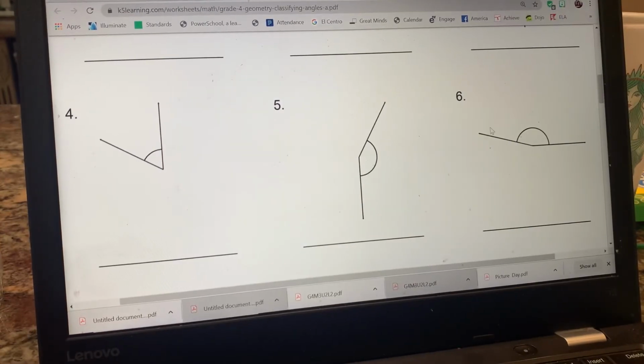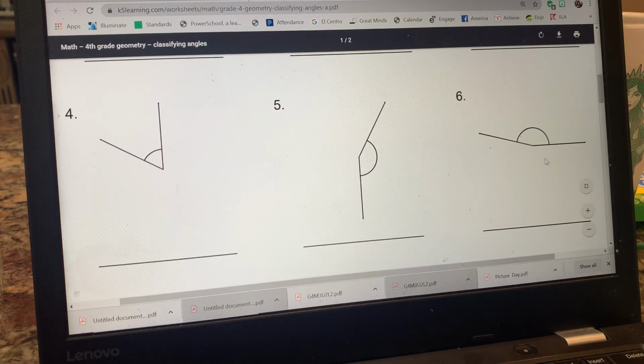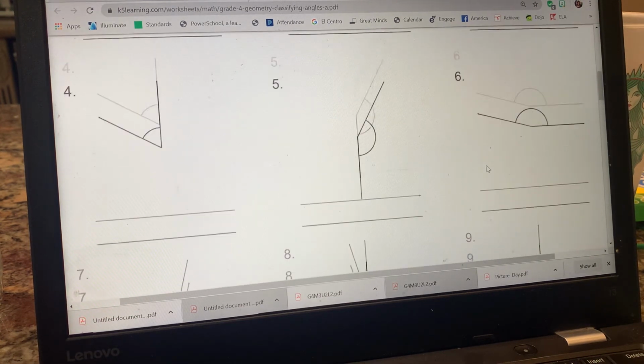And finally, we have over here, number 6. Does this look like an obtuse or an acute or a right angle to you? I can tell you that this is an obtuse angle. Look how big the mouth is. Look how big the piece of pizza is. And because it's an obtuse angle, I know that it is greater than a right angle. And that's how you're going to do the problem set today, okay?